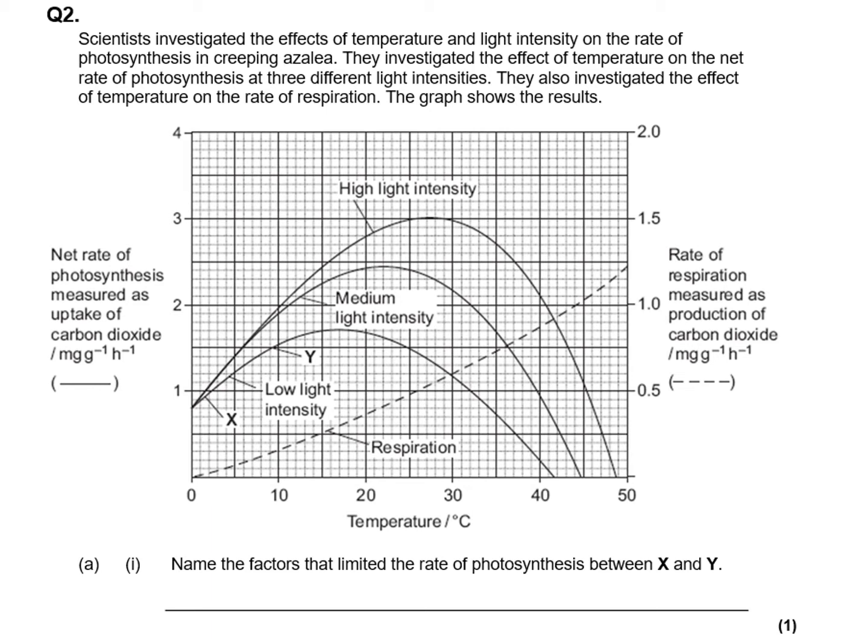Okay, question 2 then. It says the scientists investigated the effect of temperature and light intensity on the rate of photosynthesis in a species of plant called the creeping azalea. So they investigated the effect of temperature on the net rate of photosynthesis at 3 different light intensities. So the net rate of photosynthesis is what they measured, and they used high light intensity, and then they measured the net rate of photosynthesis, medium light intensity, and again they did the same, and they also investigated low light intensity, and they did the same.